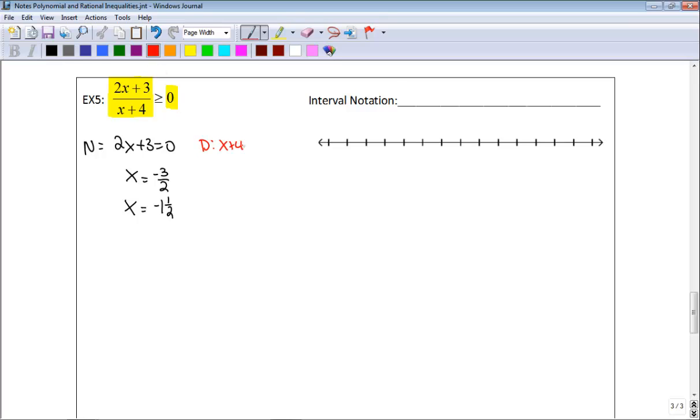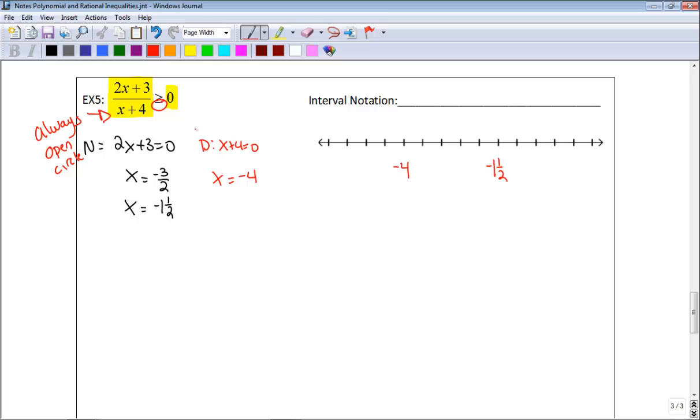Denominator, x plus 4 equals 0. I solve, I get x is equal to negative 4. So let's put those numbers on the number line. I have negative 4, and I'm just going to put negative 1.5 here. So this is not drawn to scale. Now, what kind of circles do these get? Well, I have my or equal to, but remember, the denominator always is an open circle. So then my denominator always is an open circle.